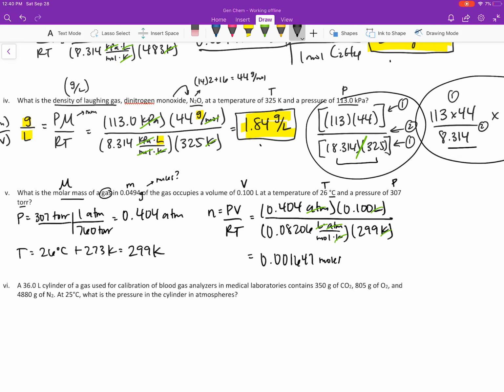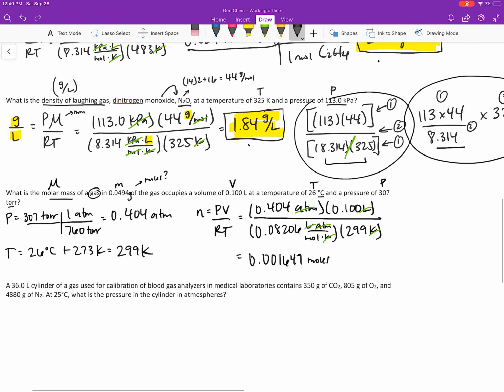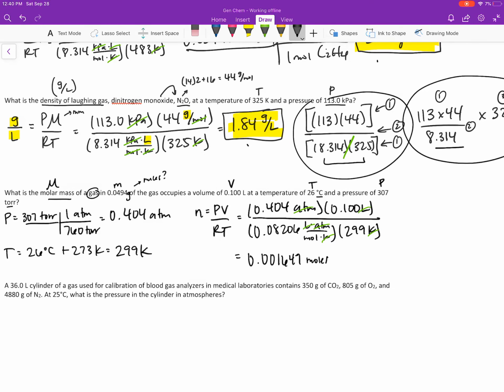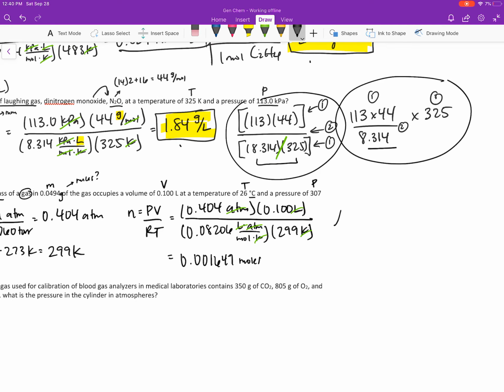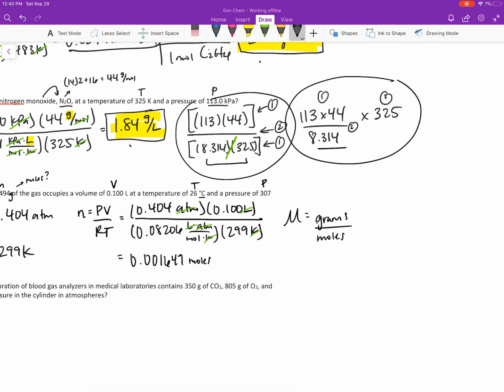It's not the final answer, so it's often better to leave more digits at this point than to round up or round down. And now I'm going to need to solve for molar mass. So we have to think back. Molar mass is floating around. Molar mass is grams of whoever divided by moles of that same substance.